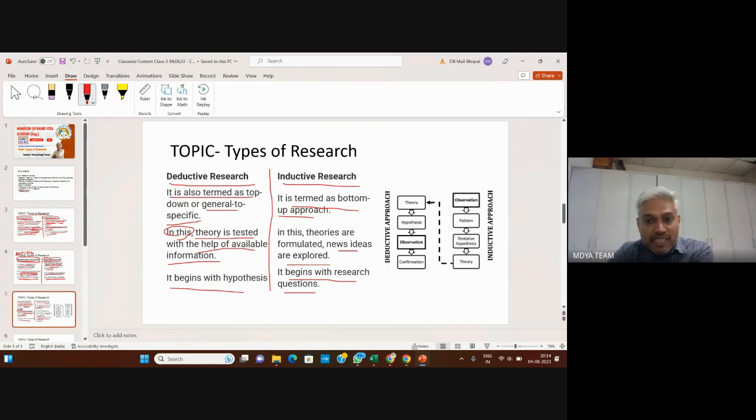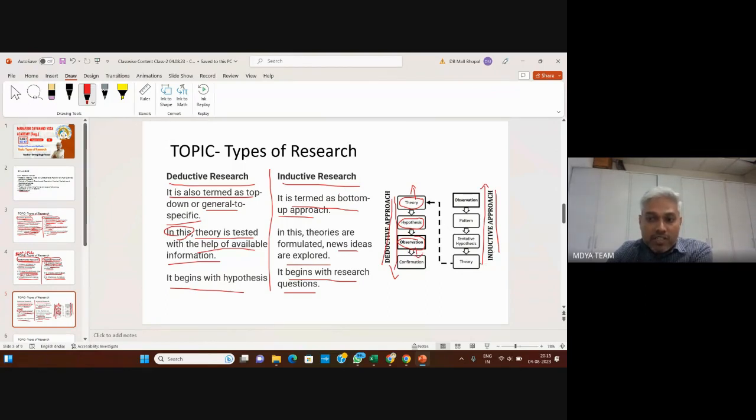Here in the picture, you can see the deductive approach and the inductive approach. The inductive approach goes bottom to up, and deductive research goes top to bottom. What do we do in deductive research? First the theory is there, then we create a hypothesis from the theory, right? After creation of the hypothesis, we observe the variables, and finally we get the confirmation, right?